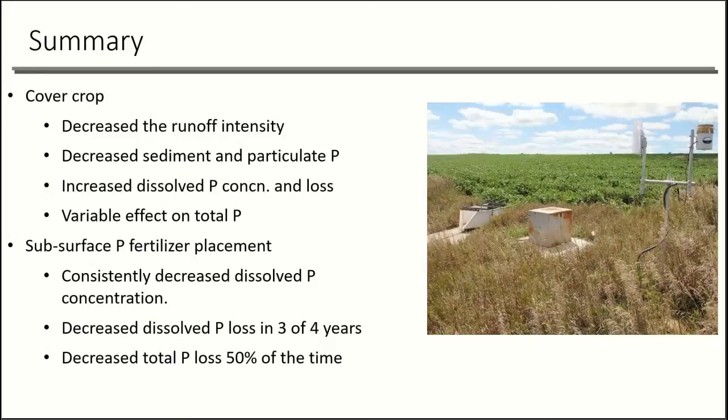We found that subsurface phosphorus fertilizer placement consistently decreased dissolved reactive phosphorus concentration throughout the study. Decreased dissolved reactive phosphorus loss in 3 out of 4 years, and total phosphorus loss was decreased about half the time. So we're still going to conclude that subsurface phosphorus placement is an important best management practice, even when you're working with cover crop systems. It's still important from an environmental standpoint to follow the 4 R's and subsurface place that phosphorus fertilizer.